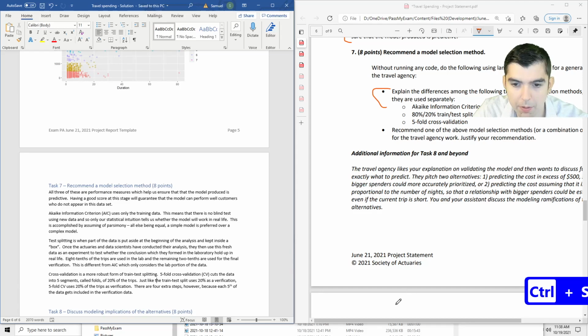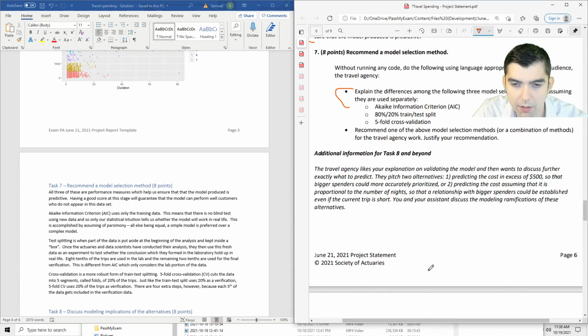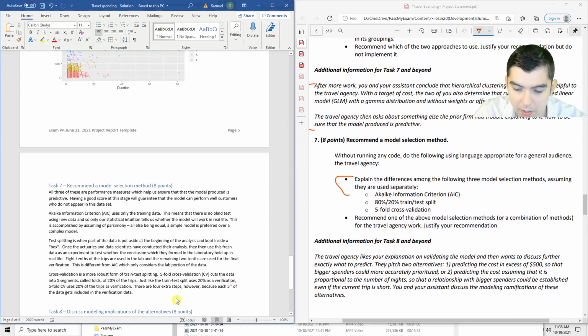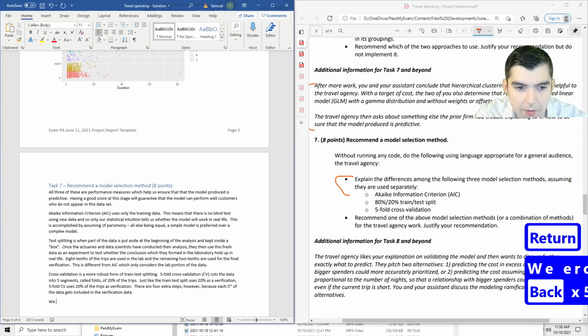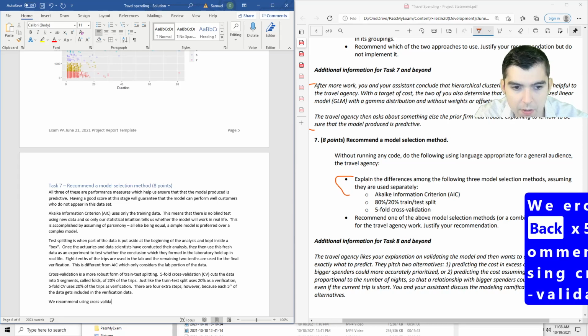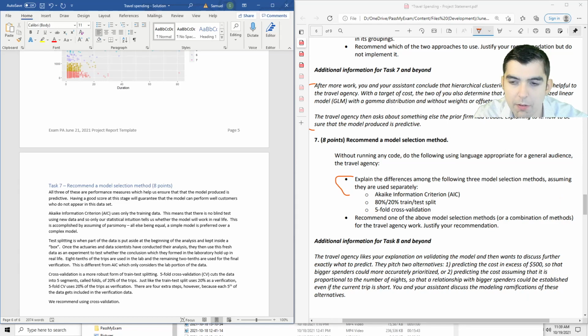Recommend one of the above model selection methods or combination methods for the agency. Justify your recommendation. So this is where you have to look at the context. So we recommend using cross-validation. After your work, you and your assistant conclude hierarchical clustering is not going to work. Instead, you're going to use a GLM with gamma distribution, and without weights or offsets would make sense.